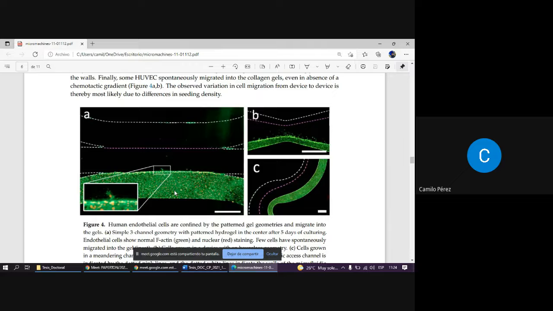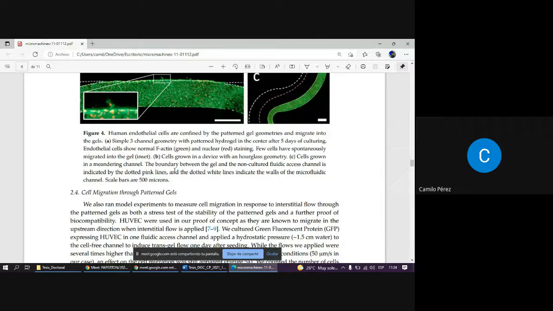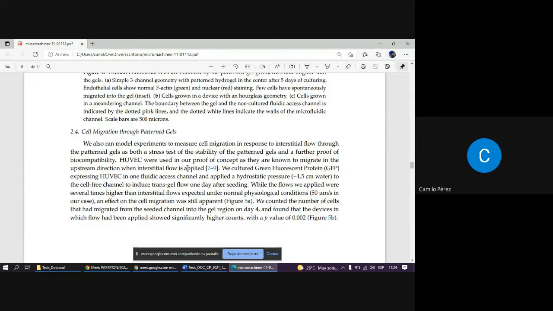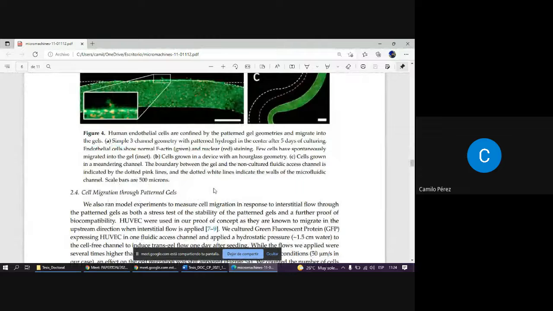They measured qPCR gene expression or differentiation with different strategies to show the cells, in this case human endothelial cells. These cells are sensitive to stimuli. They make sure of the cell migration in the different structures, verifying that the cells have great viability and move within the microdevice.